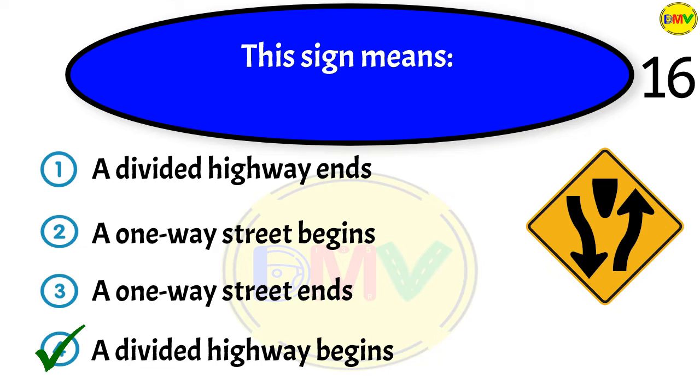The correct answer is 4. This sign indicates that the road ahead becomes a divided highway. Keep to the right of the divider or median.